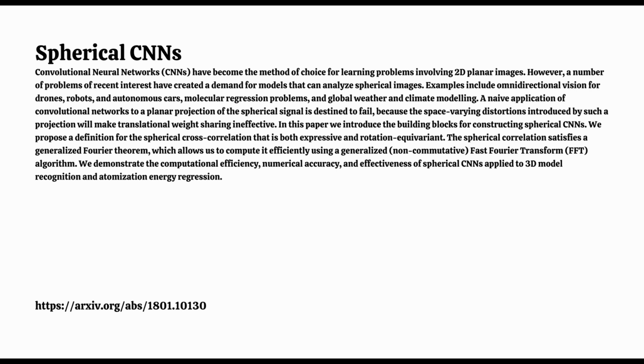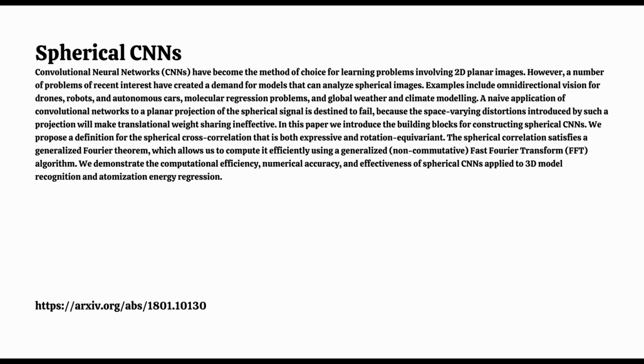Okay, let's try and unpack this challenge then. We know CNNs are absolute superstars at analyzing ordinary 2D planar images, like the ones from your phone camera. But the paper immediately flags a huge problem when you move to spherical images. Why can't we just take a 360-degree spherical view, flatten it out like a map, and then just use a standard CNN? It sounds simple, right?